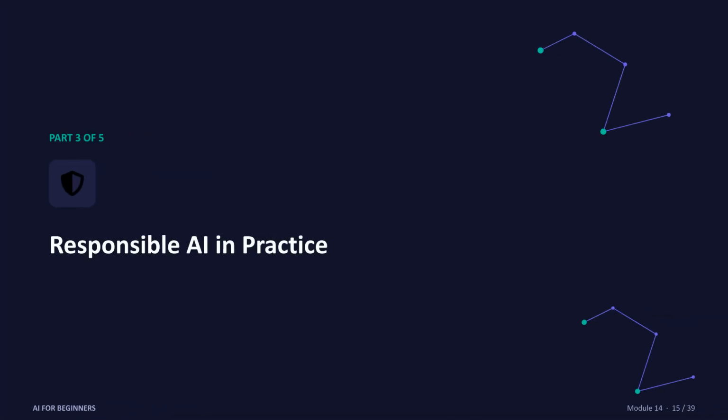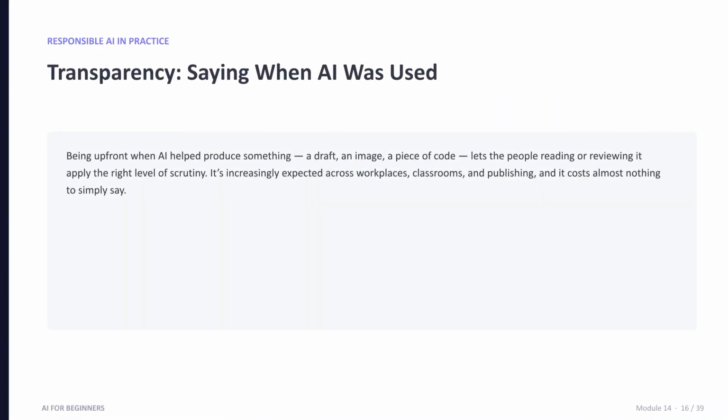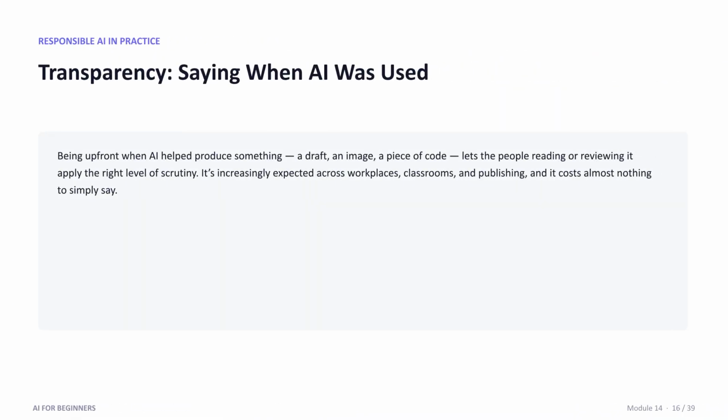In Part 3, we turn our attention to responsible AI in practice, moving from general principles to the actual habits that define responsible use in your day-to-day work. Transparency is a key pillar of responsible AI. Being upfront when AI has helped you produce a draft, image, or code allows others to apply the appropriate level of scrutiny. It is an expectation in many professional settings, and it costs almost nothing to simply state.